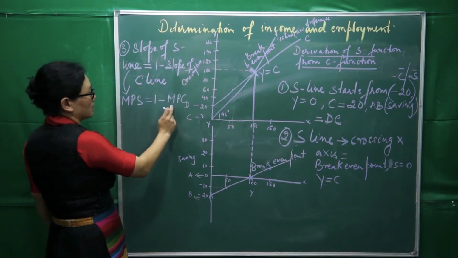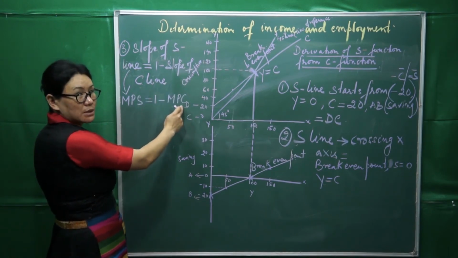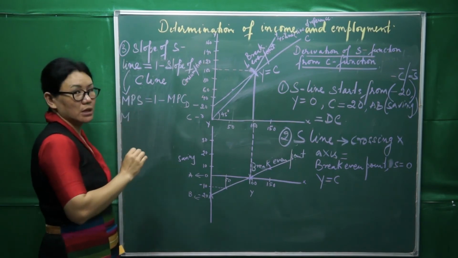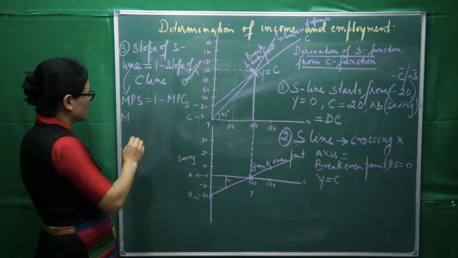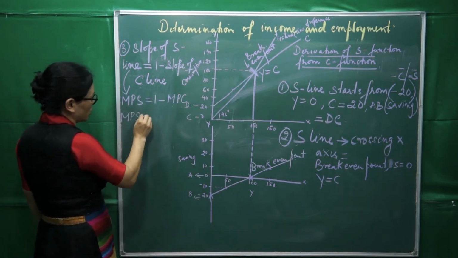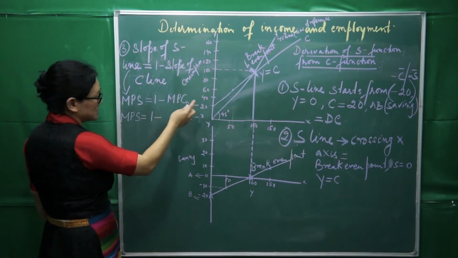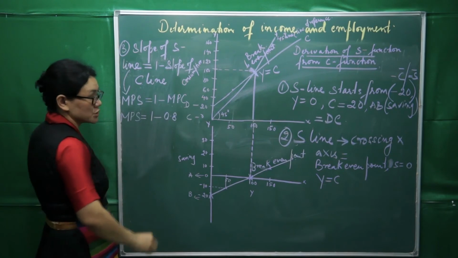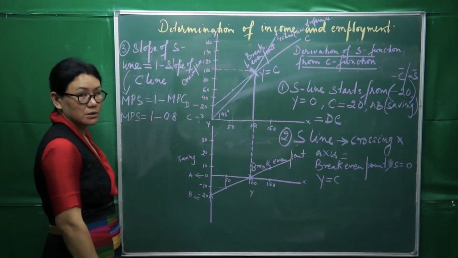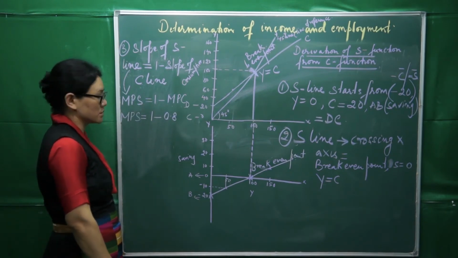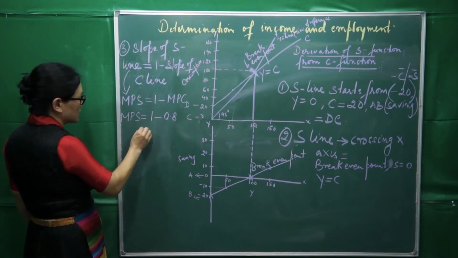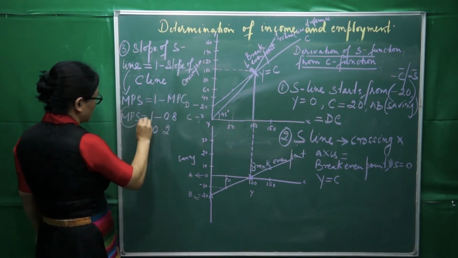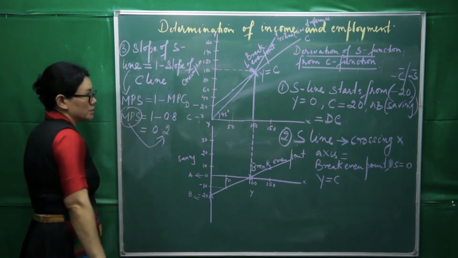Similarly, the same thing happens here with MPC. Now see here, MPC, how much? We got 0.8. So let us see if we are getting it or not. MPS is equal to 1 minus MPC, which is 0.8. In my last video, in the MPC calculation, we got 0.8 and it has remained constant. So 1 minus 0.8 will be 0.2. Now see here, MPS is 0.2 here.